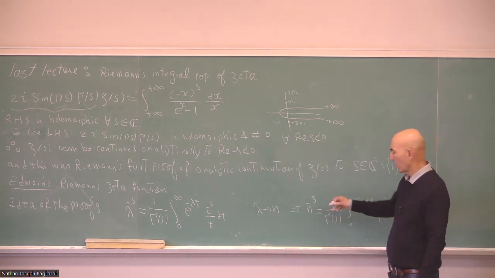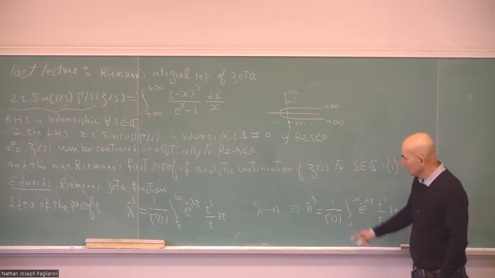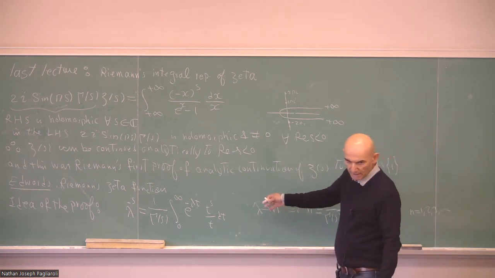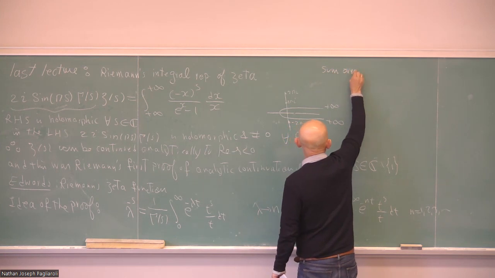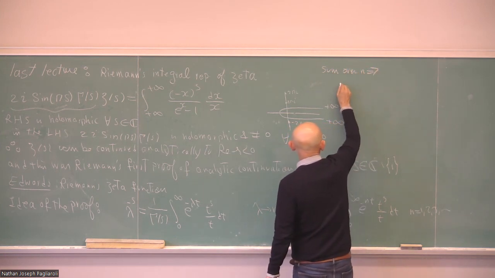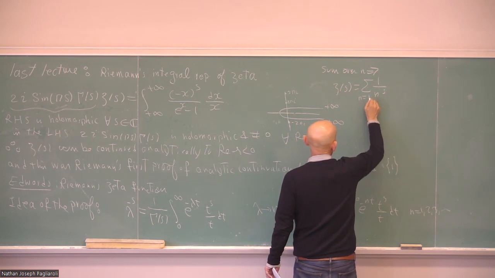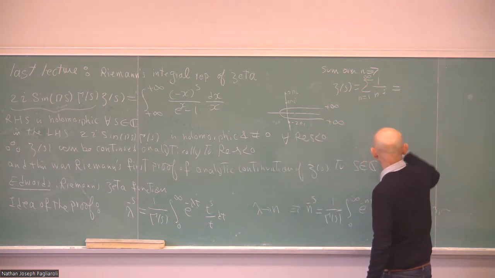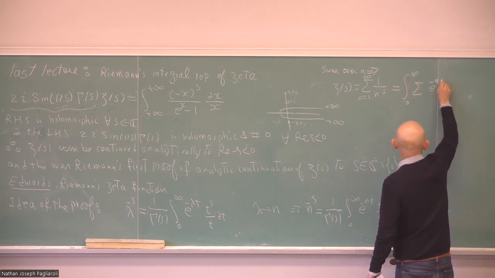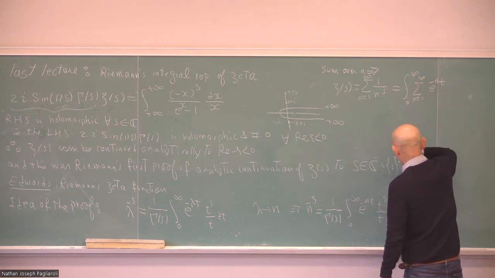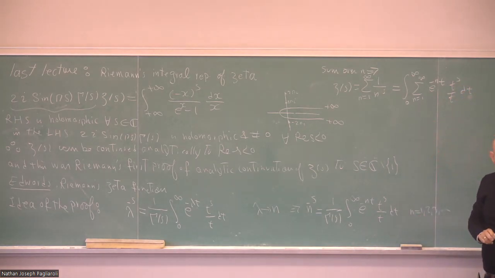And then you sum over all n, for n equal to 1, 2, 3, and so on. On the left-hand side, you get the zeta function. Let's see what you get on the right-hand side. Zeta of s, which is by definition the sum of 1 over n to the s, from 1 to infinity, is equal to the integral from 0 to infinity of the sum of e to the minus nt, from 1 to infinity, t to the s over t dt.